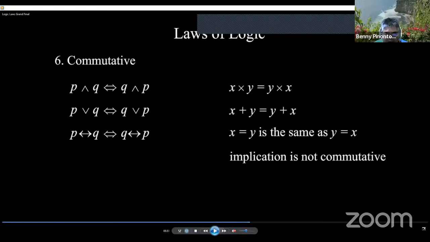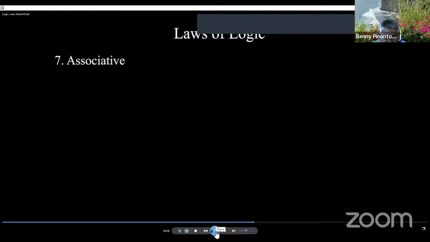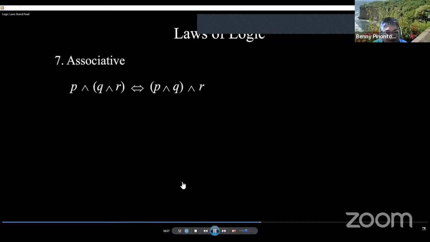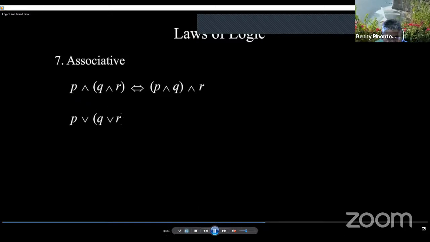Okay. Now implication is not commutative. So P implies Q is not the same as Q implies P. And here is associative, you know this already. If you have the bracket like this, pay attention that the operations here are the same, so that is AND, AND, AND, AND. Then you can just move the bracket like that. The same for the OR.